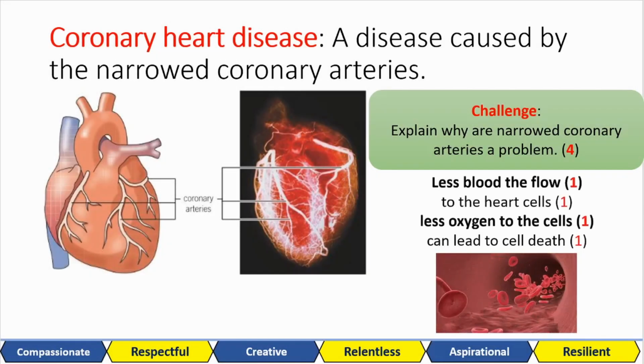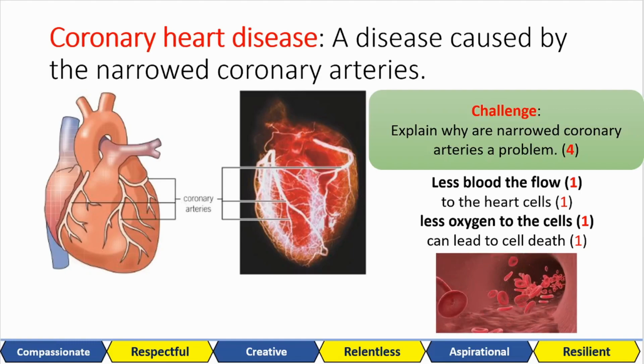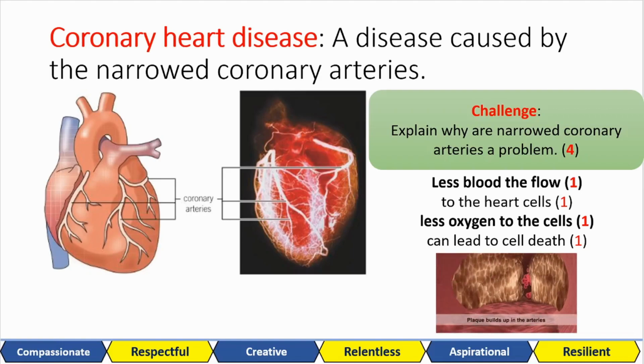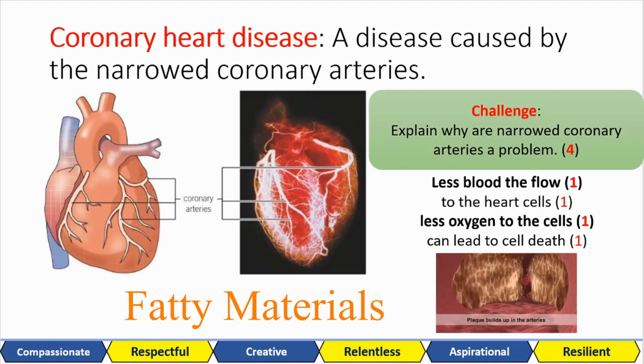There is a lack of blood flow when the arteries are narrowed, so less blood is reaching the heart cells, which means less oxygen reaching them, which would then kill the heart cells because they cannot perform respiration. This is technically what happens in a heart attack. The cause of the narrowing is the buildup of fatty materials inside the coronary arteries.